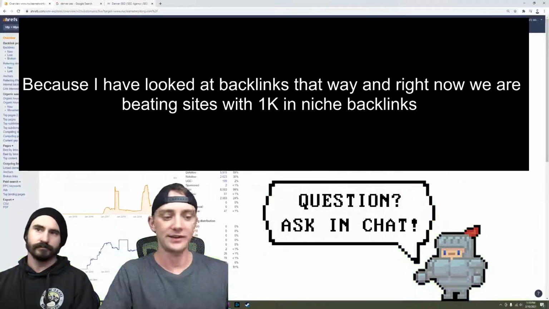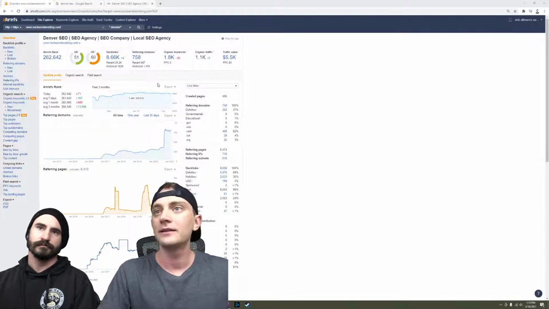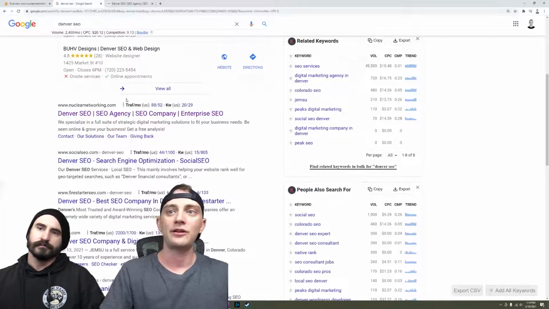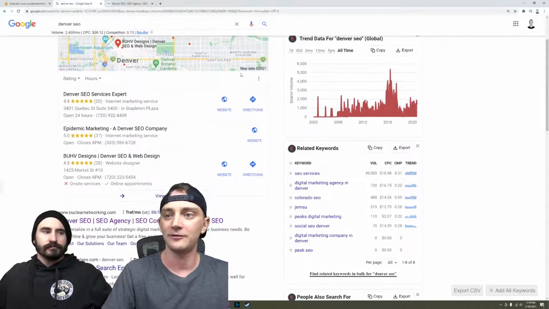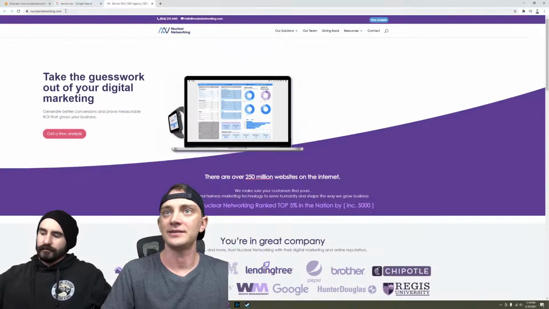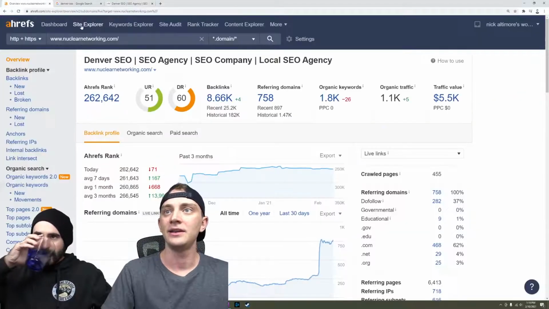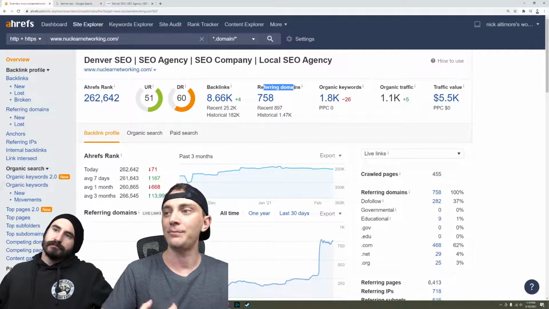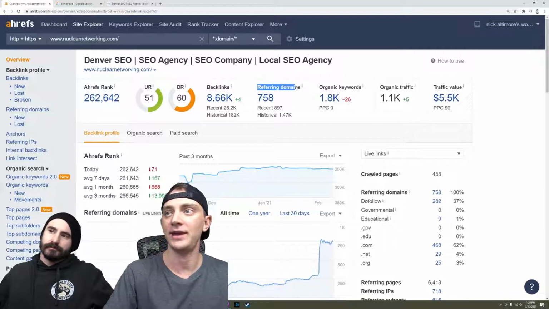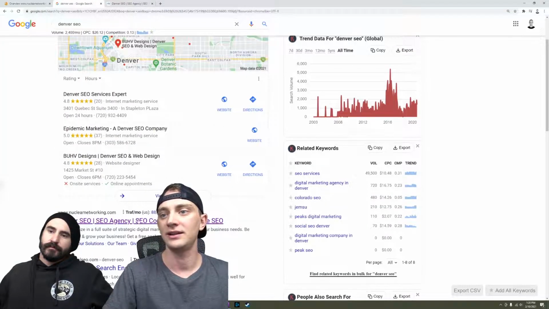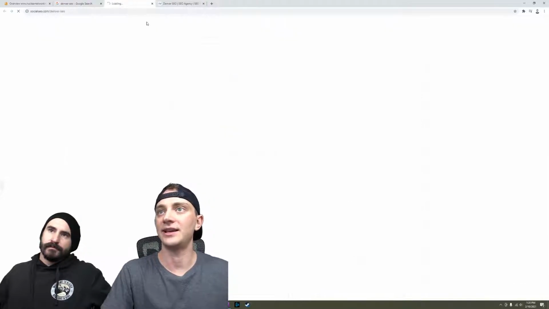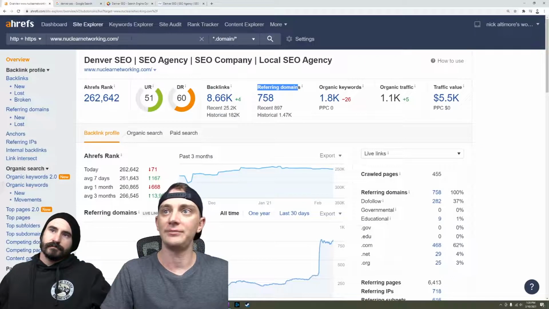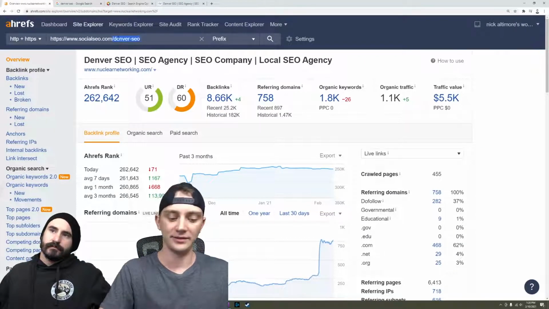So I'm going to go ahead and pull this over here. I went back to the Denver SEO example we were looking at before, and I just pulled up the top site, nuclearnetworking.com. When I'm judging how powerful the domain is, I'm looking at the referring domains at the domain level. But I also look at the inner page, or whatever page is ranking. This one is actually ranking the home page, and this one has an inner page. Let's do the home page first.